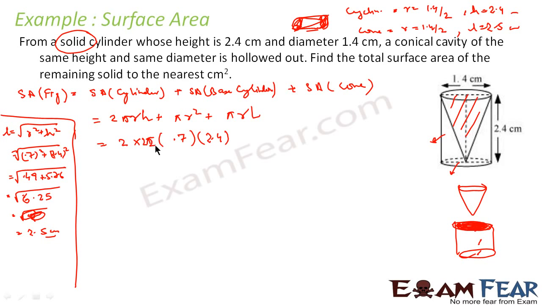We'll solve here only. Why to complicate thing? Last pi is 22 by 7. R is 0.7 into 0.7 plus 22 by 7 into R is 0.7 and L is 2.5. This and this cancel. This becomes 0.1. This cancel, it becomes 0.1. This and this cancel, this becomes 0.1. Correct?